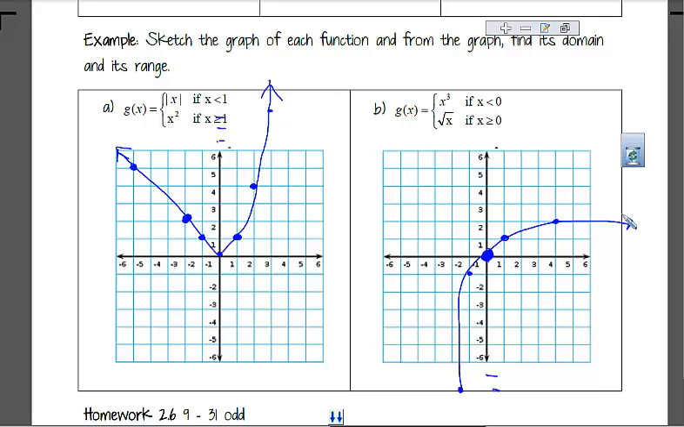Yes, it would. For the domain and the range, it would be all real numbers. Okay. All right, questions? Okay, very good.